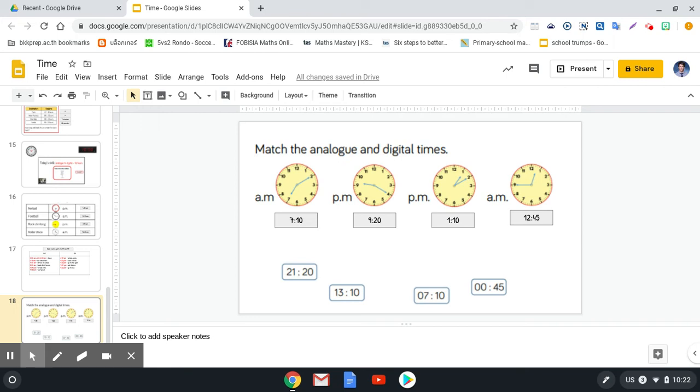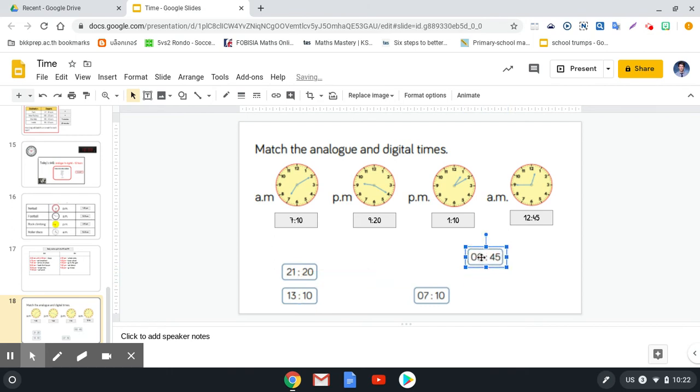Now I know that anything over 12 is PM, so I can put those together. These two are over 12, so they're both going to be PM. These two are below 12, so they're going to be AMs. Let's have a look at the PMs first. Right, this one is 21:20, so I can see the minutes match up with this one here. So I can match that one here.